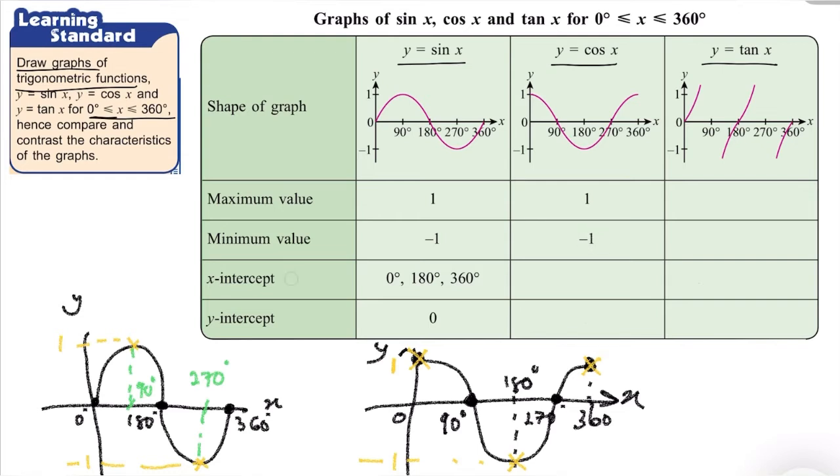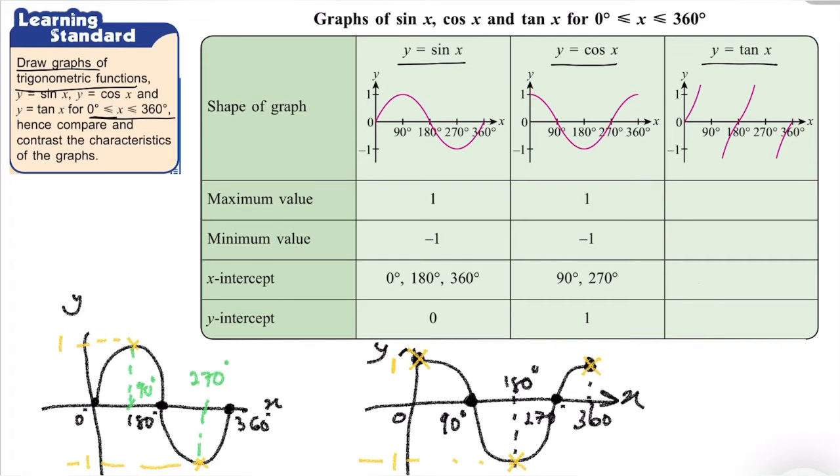Okay, x-intercept is where the cos graph intersect at x-axis. So the first one, it intersects at 90 degree and 270 degree. And the y-intercept is where my cos graph intersect at y-axis. It intersect at 1 unit, at the value of 1.